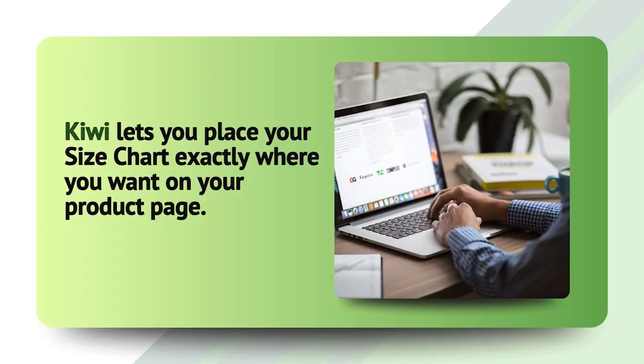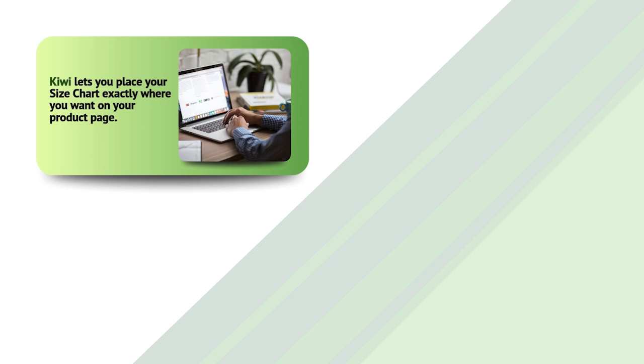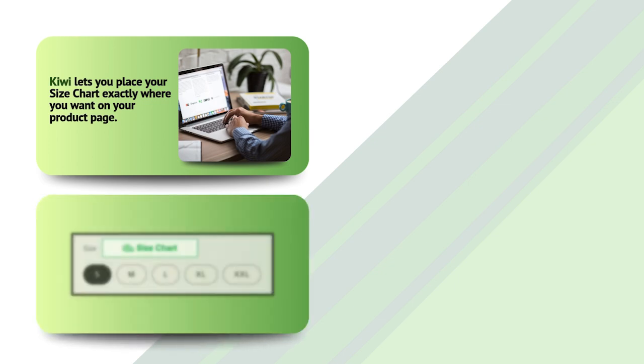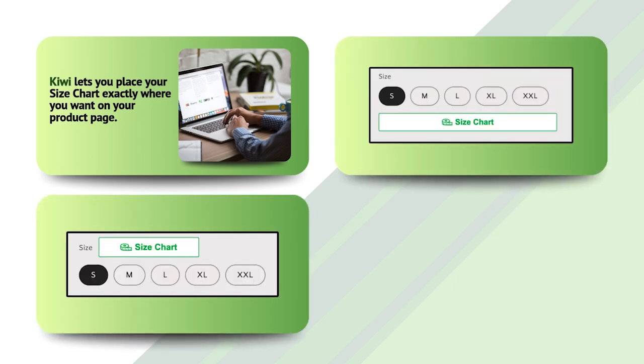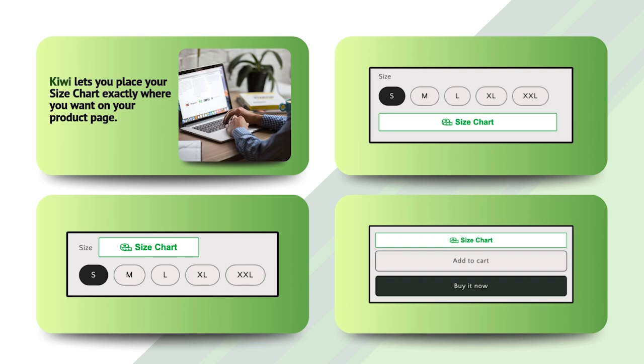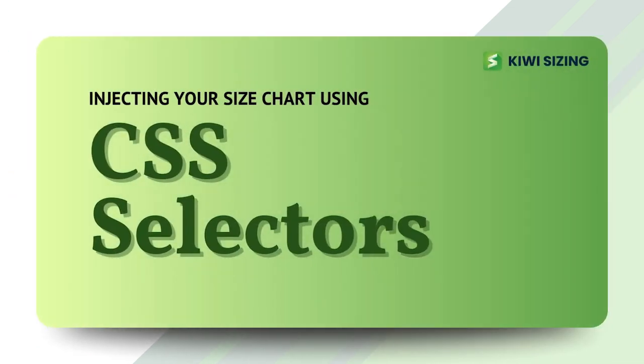Kiwi Size Chart in Recommender lets you place your size chart exactly where you want on your product page. Whether that's next to the size label, below the variant options, or above the Add to Cart button, Kiwi gives you full control. In this guide, we're going to walk you through how to do that using CSS selectors.